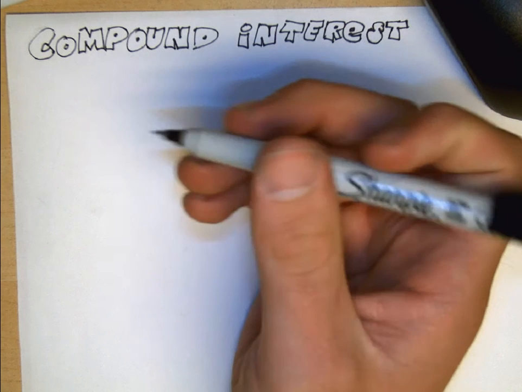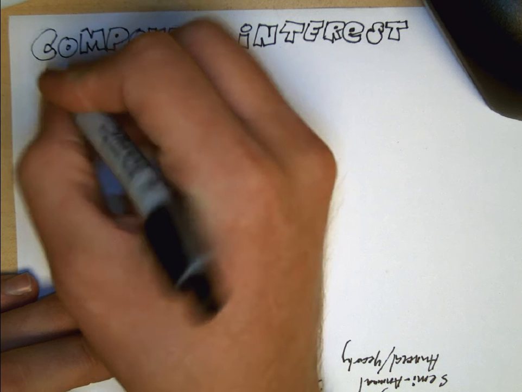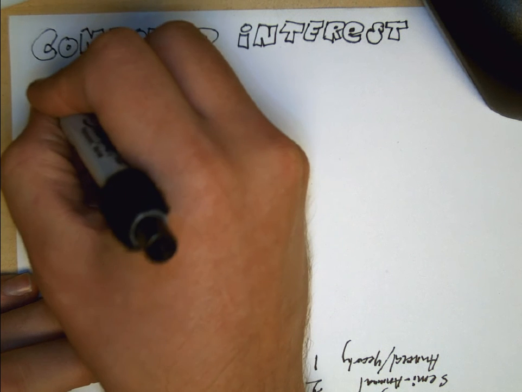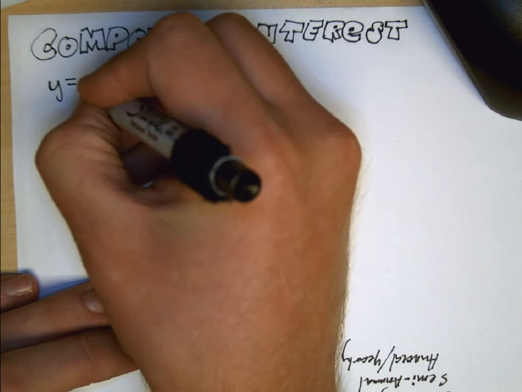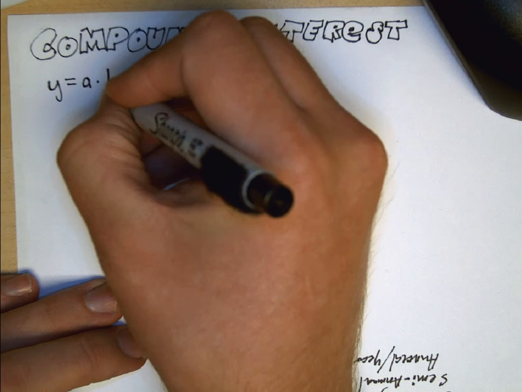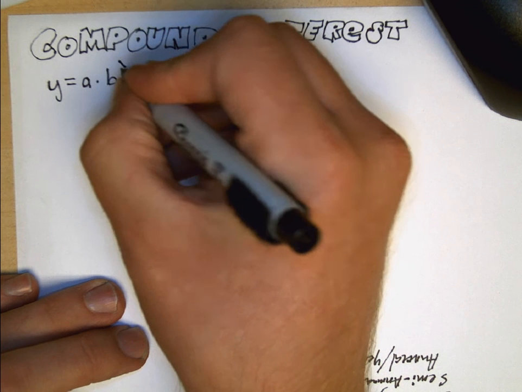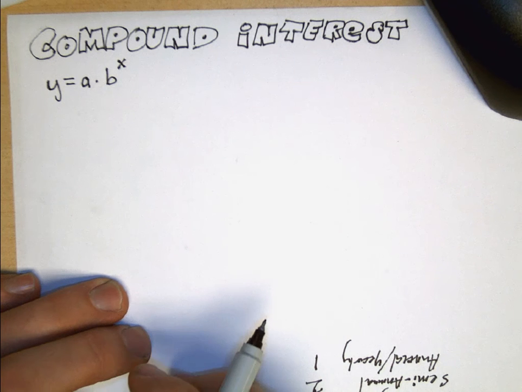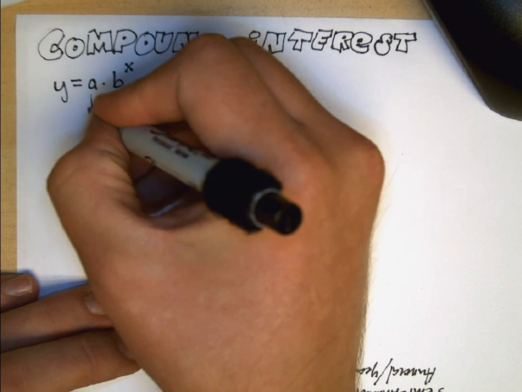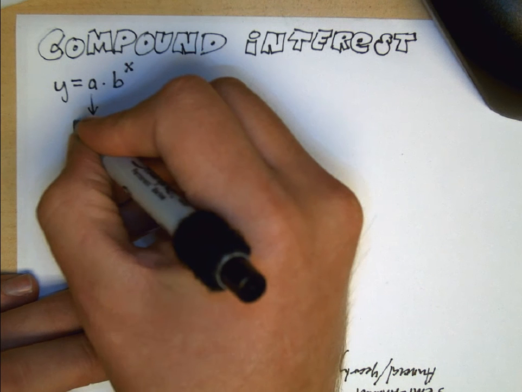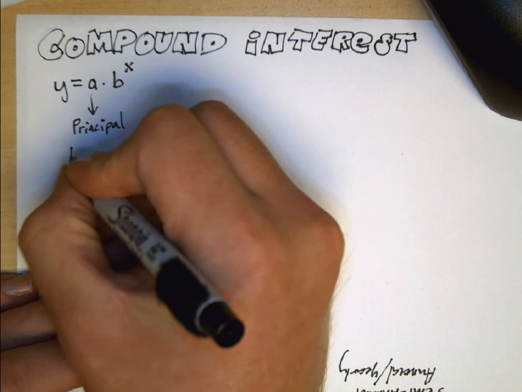So, compound interest is basically the same as any other exponential function, and that is, it's based as y equals the initial value times a multiplier to the x. The only difference with compound interest is that the a value we call principal, or in financial circles they call it present value.